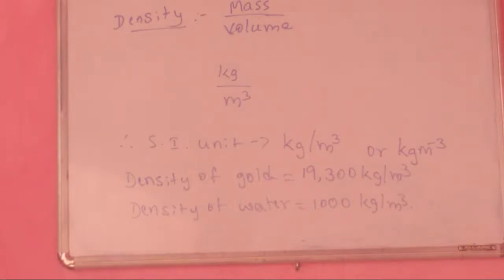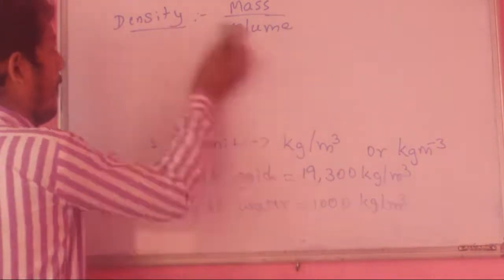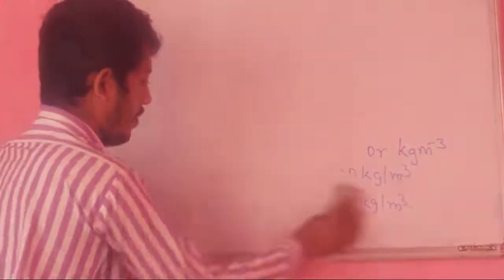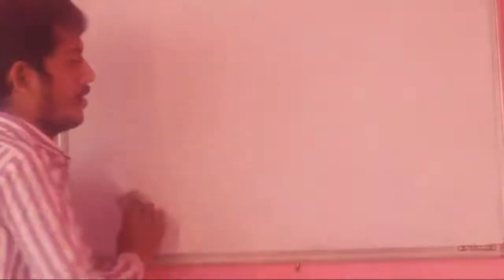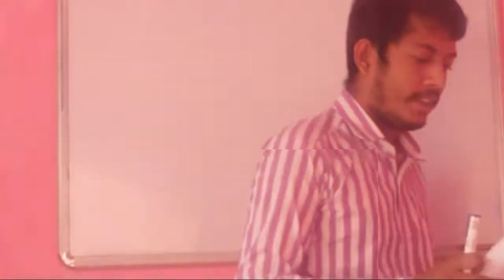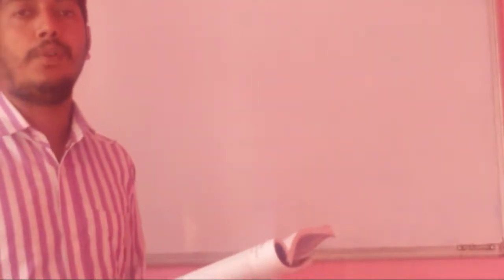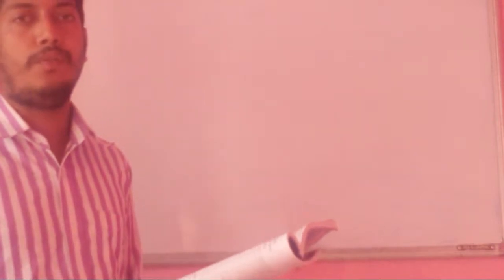Here the density of water is very important. That is 1000 kg per meter cube. It is constant, and we have to use that in problems. So the density of water. The next one, example. Before going to that example, we'll write the expression for relative density, and we'll find out the expression and SI unit of relative density.